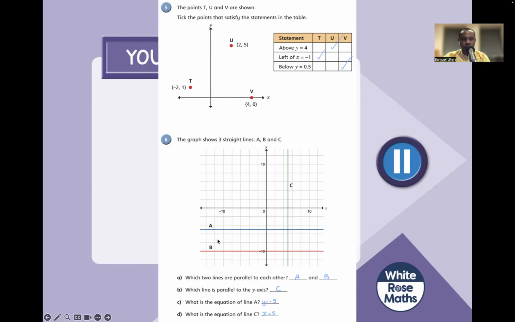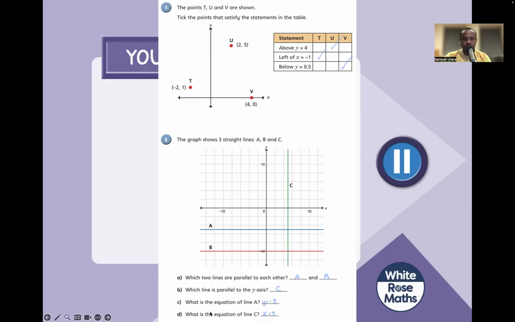Next, you were given these lines. You were asked which two lines are parallel to each other, A and B. You can see them here, parallel to each other. Parallel means they won't meet, if you keep extending them left or right. And then you're asked which line is parallel to the y-axis, which is C. You can see it here.